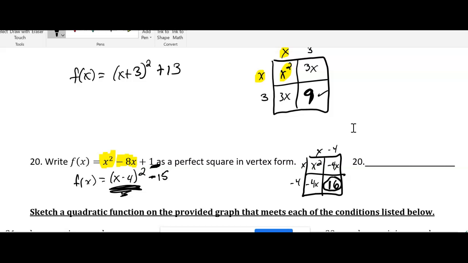Or just take the constant that's in the original version and then just find the difference between that and the number that we just added here. And 1 minus 16 would also give you that -15 pretty quickly. The vertex then we can now say is a positive 4 and -15.